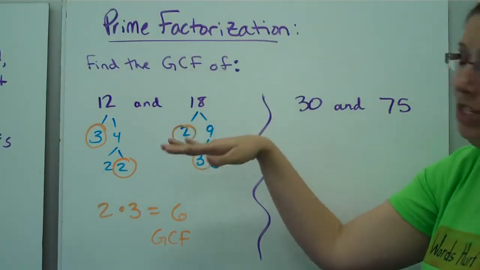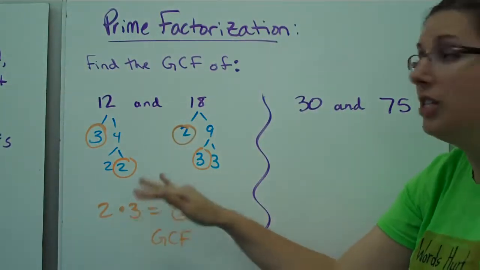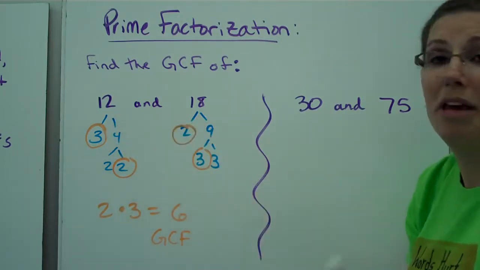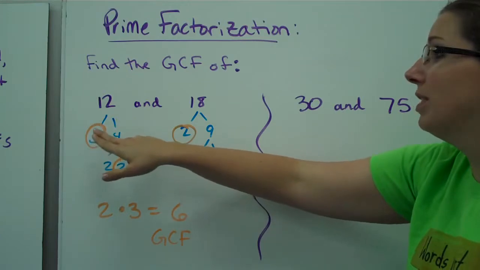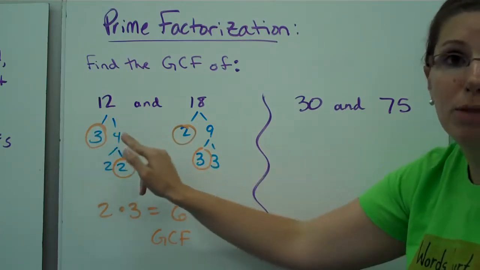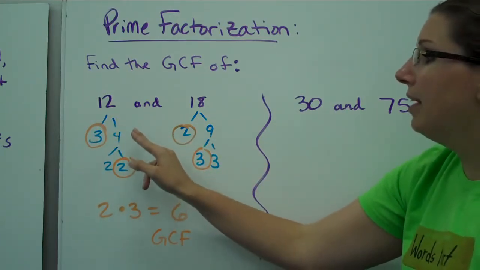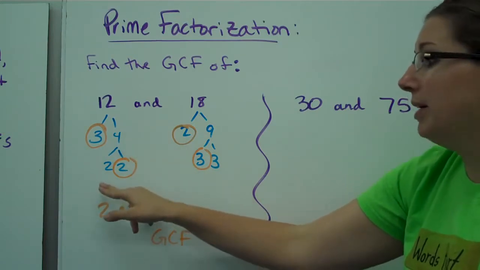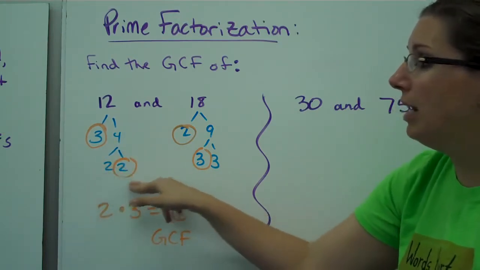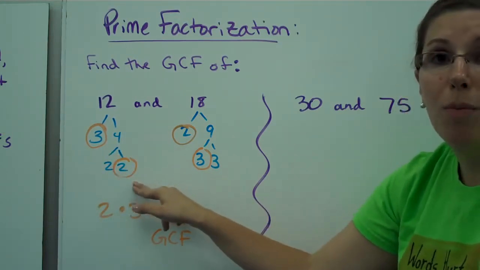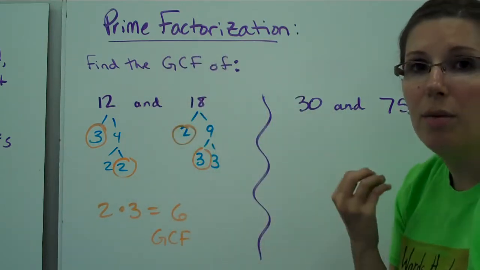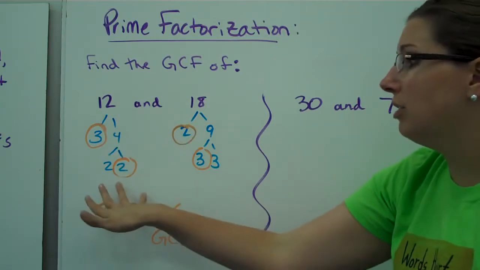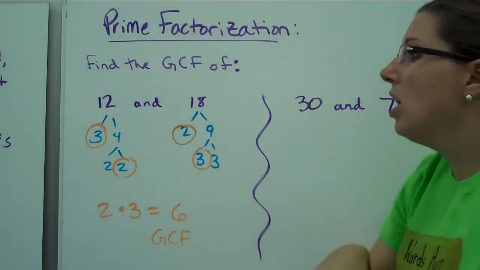So prime factorization. If I was asked to find the GCF of 12 and 18, I would make a factor tree. So to get 12, I would multiply 3 times 4. And then to get 4, I would multiply 2 times 2. All of these remaining numbers down here are prime numbers. That's why it's called prime factorization. It's to get the prime factors of the number 12.